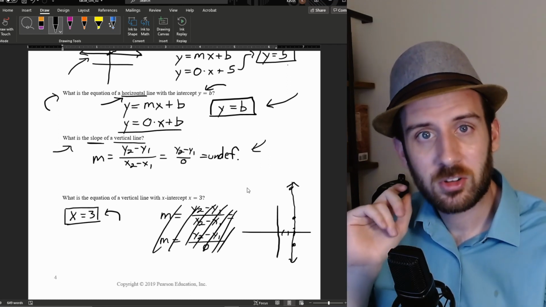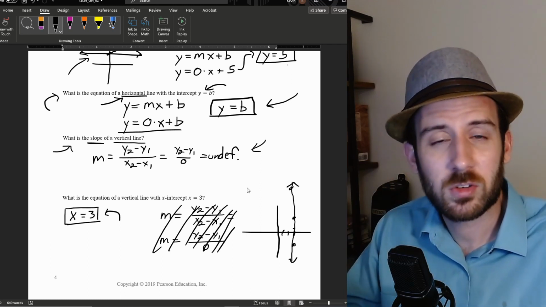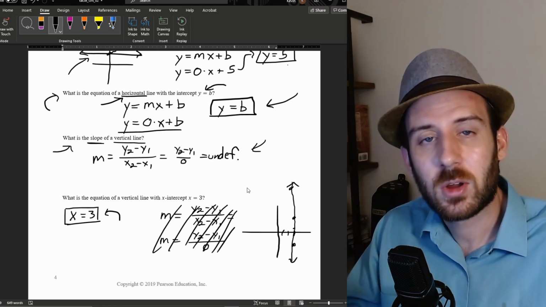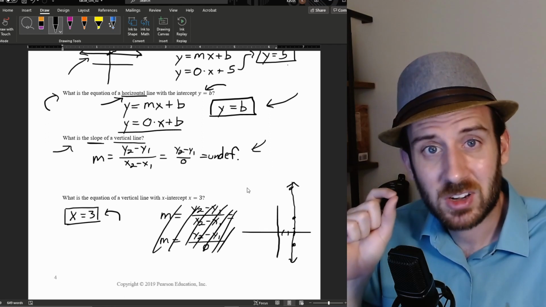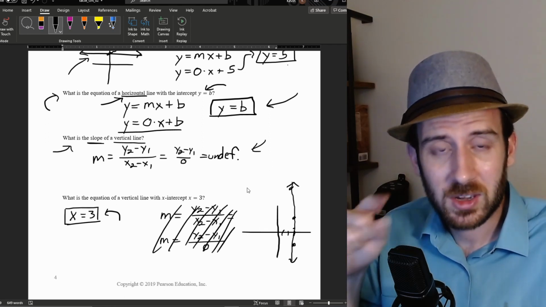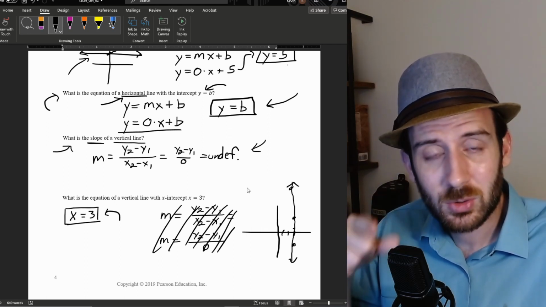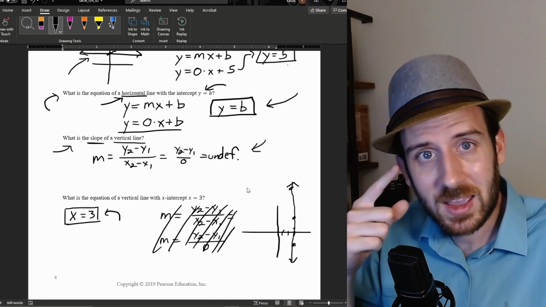No matter how you want to change your perspective, all we're doing when we're writing equations for lines and equations for circles is trying to figure out what's the minimum amount of information I need to put on the paper such that if you hit it, then you have no choice but to draw exactly what I have in my mind.